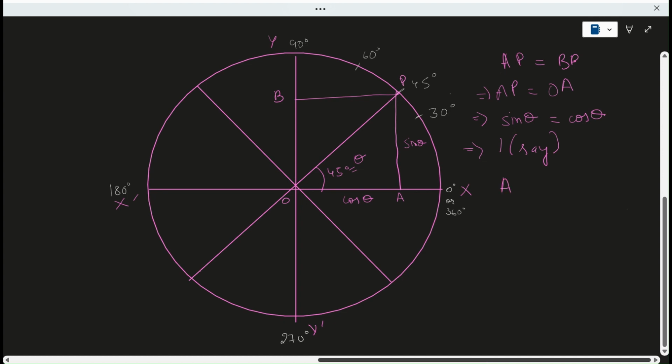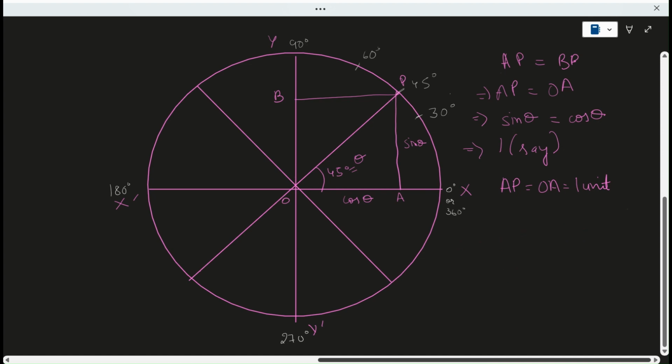So let AP is equal to OA be 1 unit. Let us first calculate the value of our hypotenuse, that is OP. That will be the square root of perpendicular AP, that is 1 square, plus OA square, that is the base, so we get the value here as root 2.